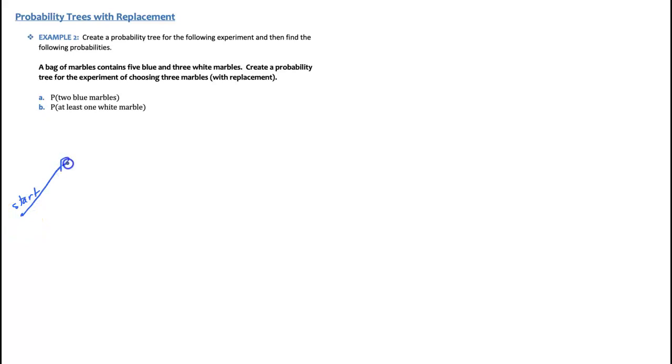It could be a blue marble or it could be a white marble. So we're going to have one branch representing the blue marble that could come out and one branch representing the white marble that could come out. Putting the probability of blue on the blue branch, there are 5 blue marbles and 3 white marbles for a total of 8 marbles. And 5 of them are blue, so the probability of blue is 5/8. On the white branch, the probability of white is 3/8.